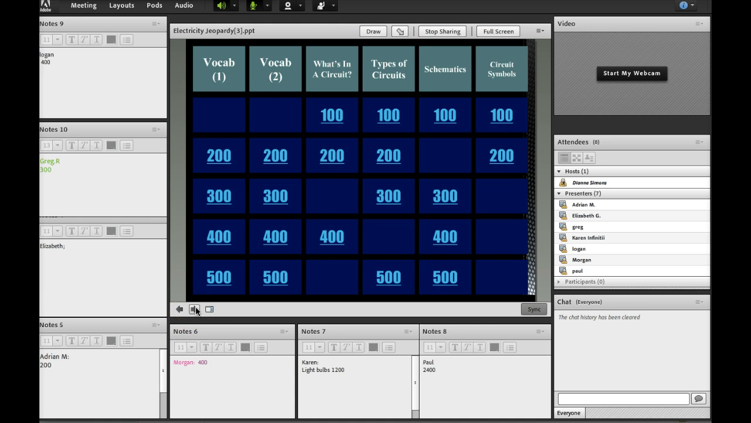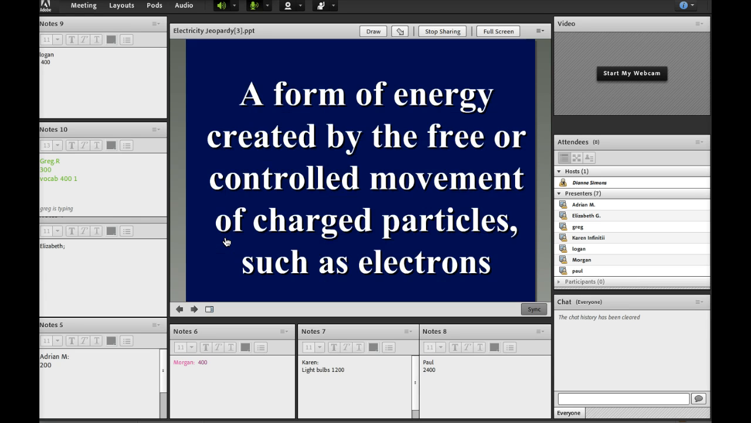And Greg, your turn. Maybe we'll get through one more question. Greg, what do you want? Topic and number. Vocab for 400, 1 or 2? I think we did 2. Oh, we did this one.